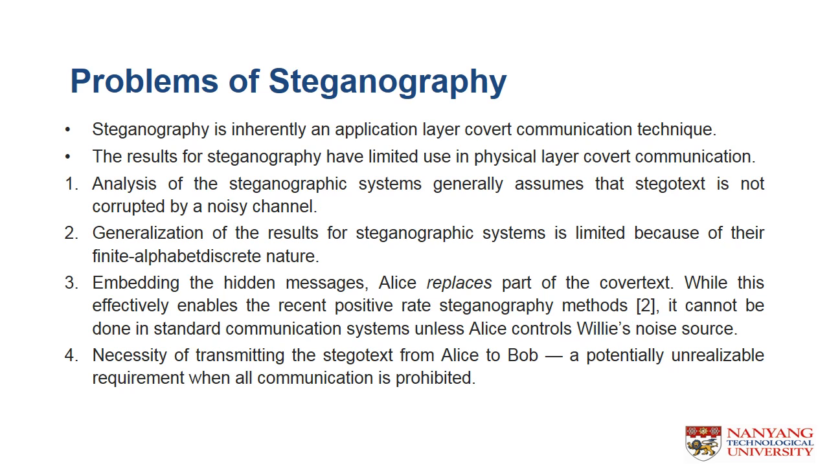Third, by embedding the hidden message, Alice replaces part of the cover text. While this effectively enables the recent positive rate steganography method, it cannot be done in a standard communication system unless Alice controls Willie's noise source. Finally, the most serious drawback of using steganography for covert communication is the necessity of transmitting the stegotext from Alice to Bob, a potentially unrealizable requirement when all communication is prohibited. We thus consider physical layer covert communication that employs channel artifacts such as noise to hide the transmission.